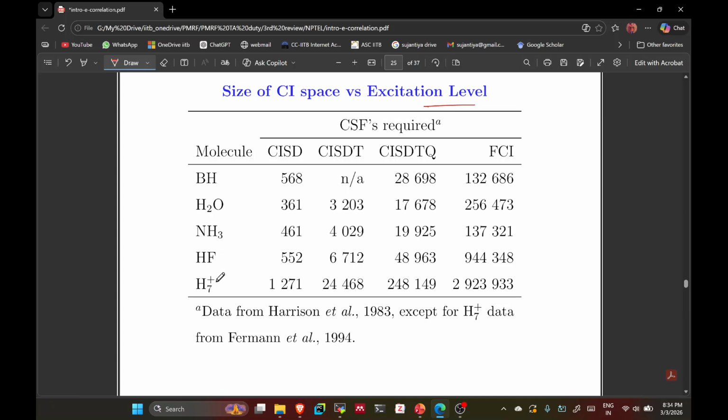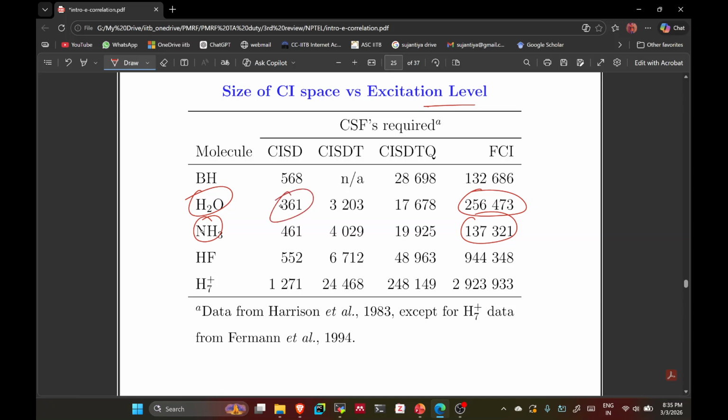So here is a 6 electron system, here is a 10 electron, 10 electron, 10 electron, and I think 6 electron. So you can see that at max 10 electrons are being correlated. For the NH3 molecule at full CI level, you have around 1,37,000 total configurations. Let's talk about H2O because we have discussed that. Here you have around 2,56,000, right?